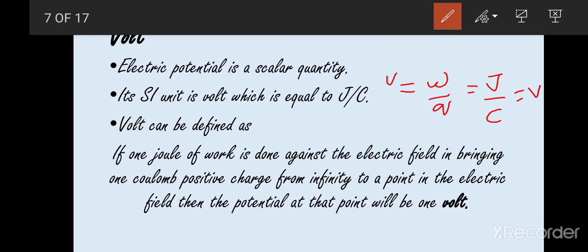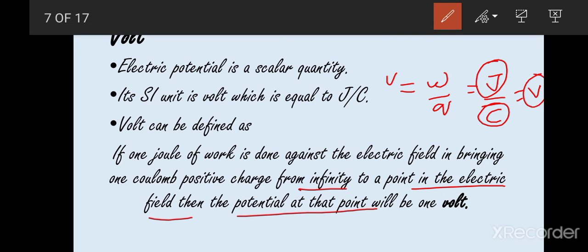It can be defined as, if 1 joule of work is done against the electric field in bringing 1 coulomb positive charge, the test charge which we are bringing inside the field, if it has a charge of 1 coulomb on it, and we have to take it from infinity to any point in the electric field, then the potential at that point will be 1 volt. We have to define volt as, if 1 joule of work is done against.